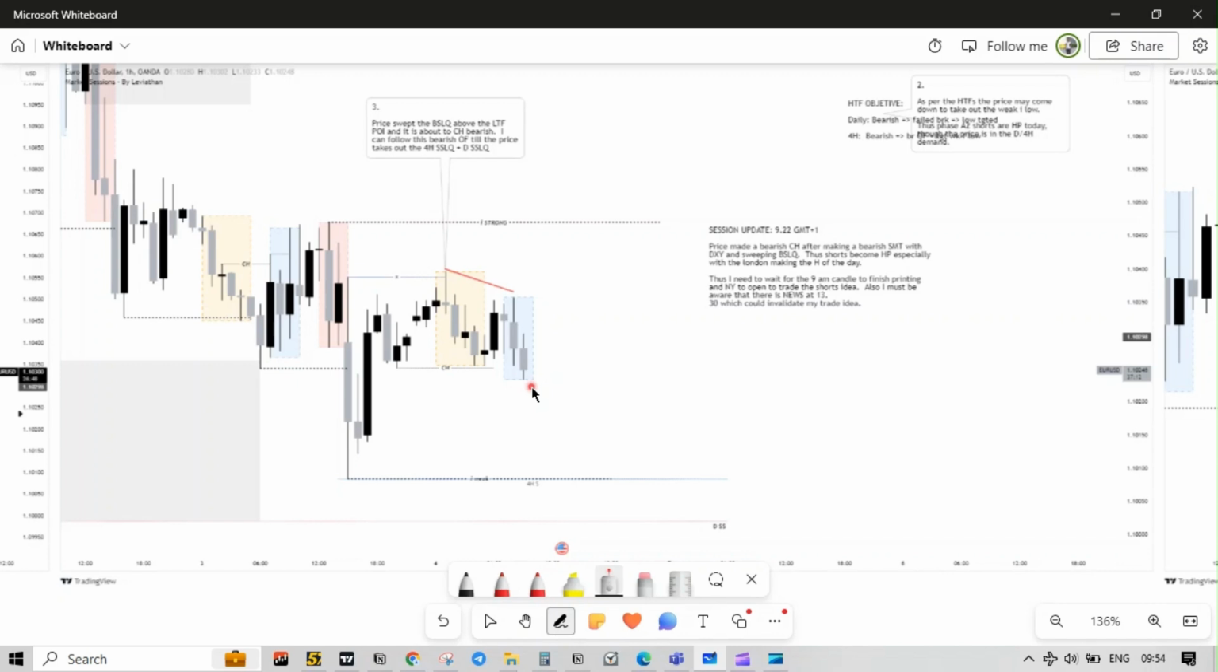So I need to wait for the New York to open, which means I need to wait for this candle to finish printing and two more candles to finish printing, and then I can trade during the New York session. So there's a long waiting period of 3 hours now. I mean, 2.5 hours.